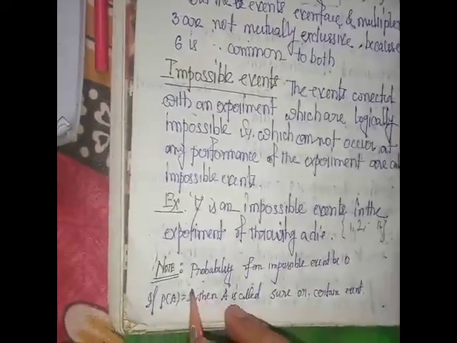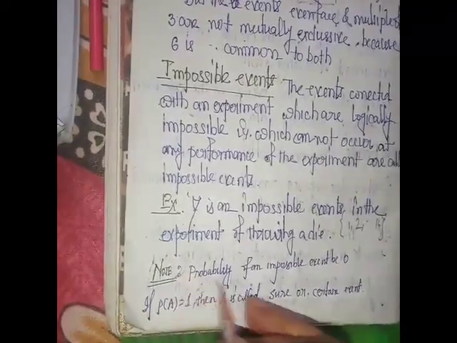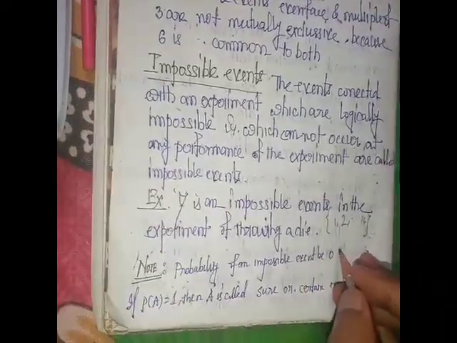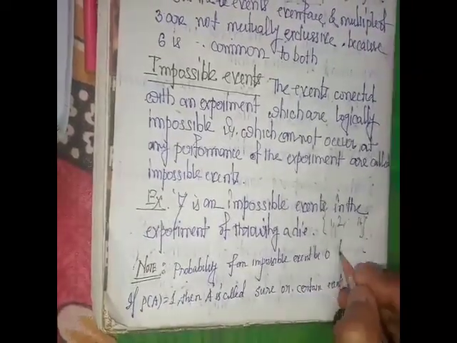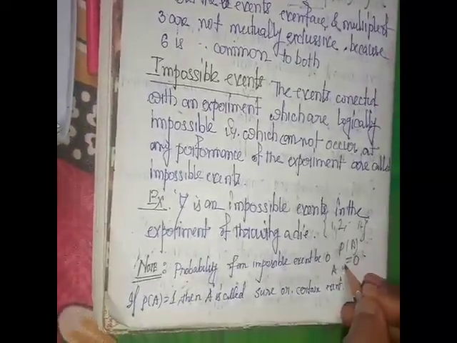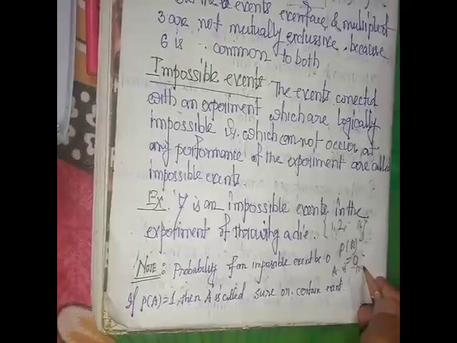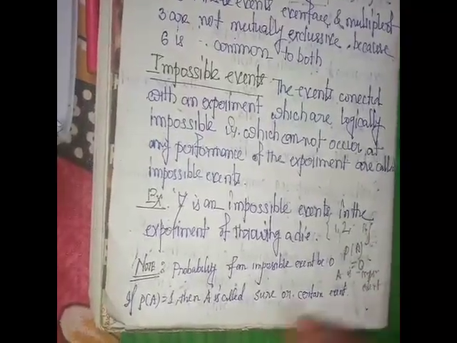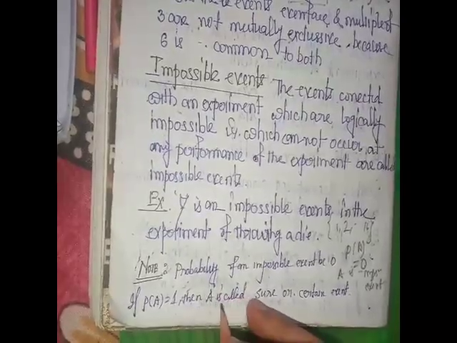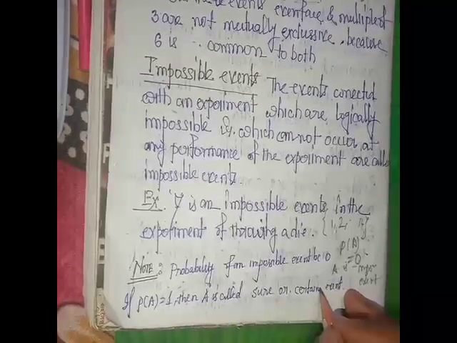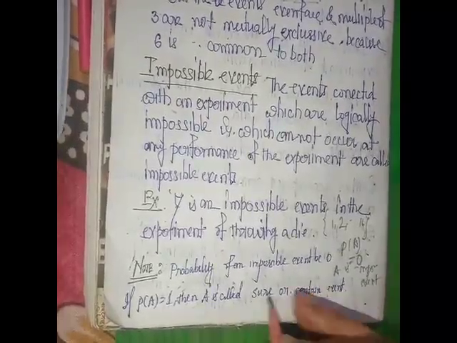Note, the probability of an impossible event is 0. If P of A is 0, then A is called an impossible event. If P of A is 1, then A is called a sure or certain event. Mind it. Okay.